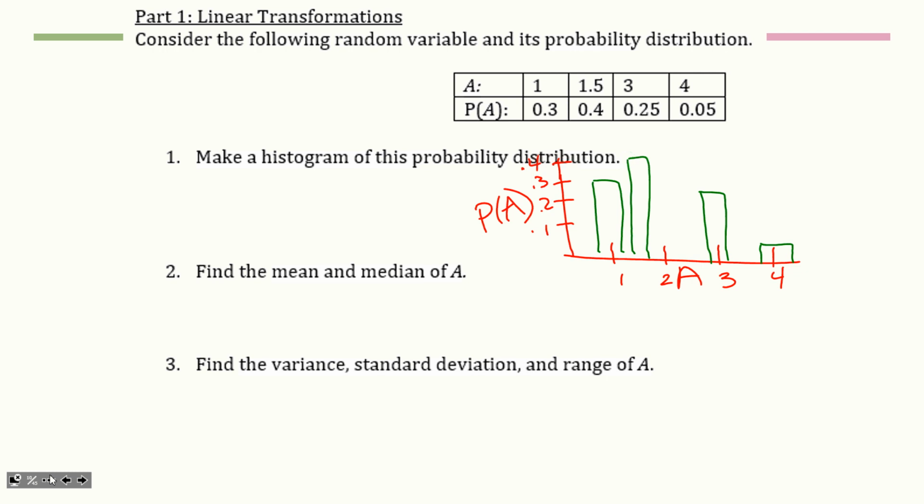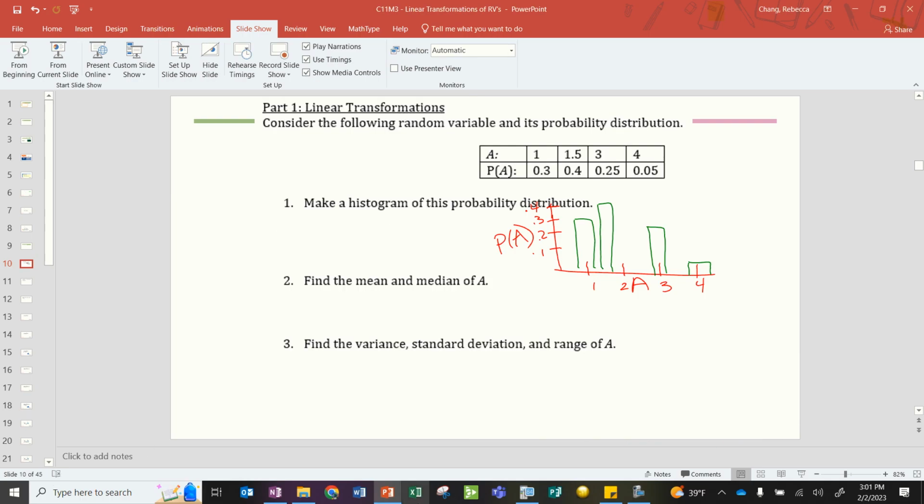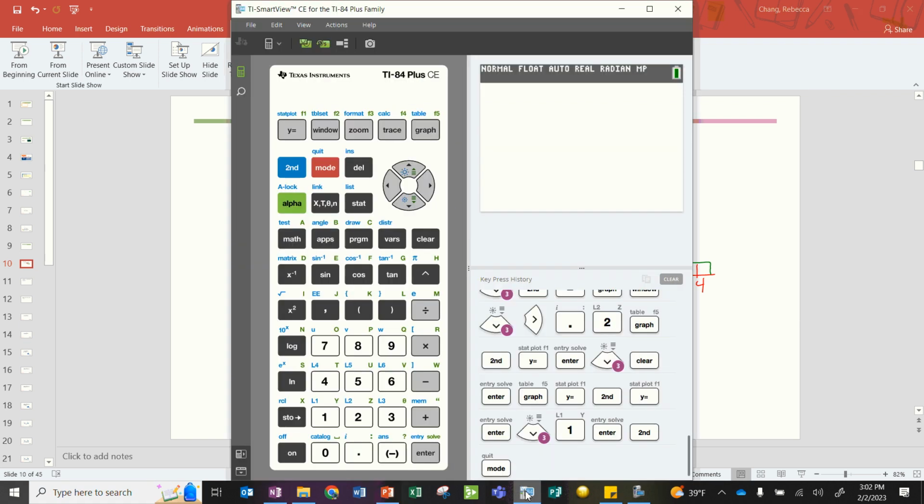Not perfect, but you kind of get the gist. Now, to find the mean and the median, the variance, standard deviation, range, all that stuff, you're going to go to your calculator. You're going to type this into L1 and L2. And I'm also going to show you how to make this histogram in your calculator as well.